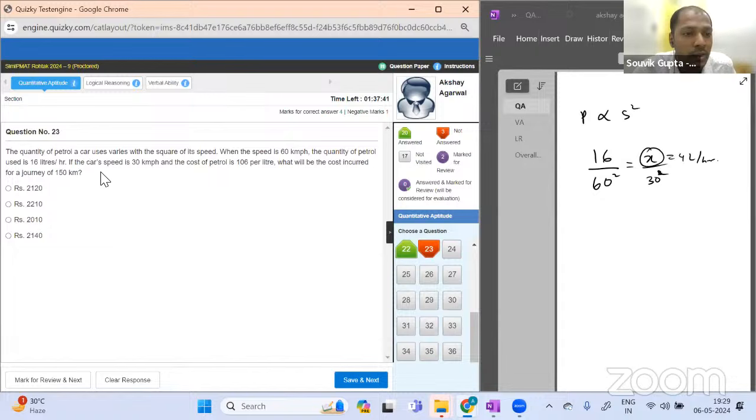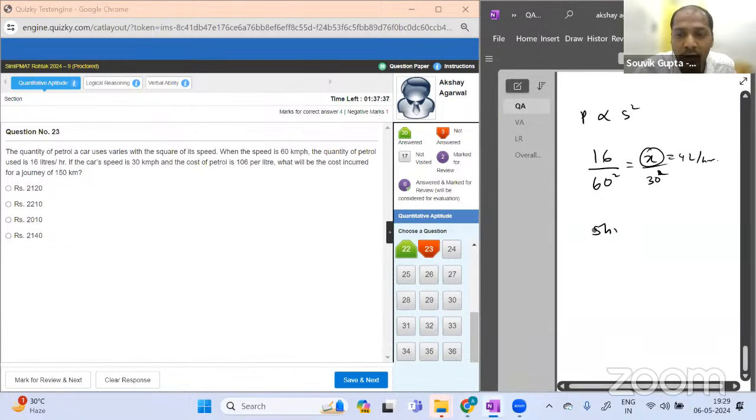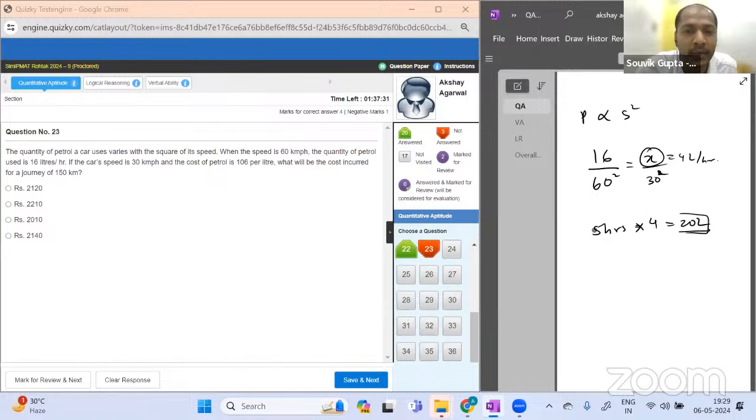And for a journey of 150 kilometers at a speed of 30, the time taken would be 5 hours. Therefore, 5 into 4 liters per hour, the total petrol consumption would be 20 liters. 20 liters into 106, 20 into 106, so 2120 would be the answer.